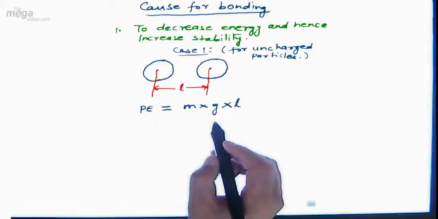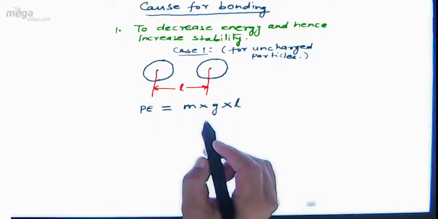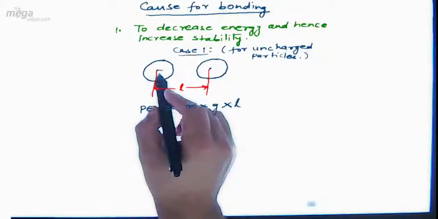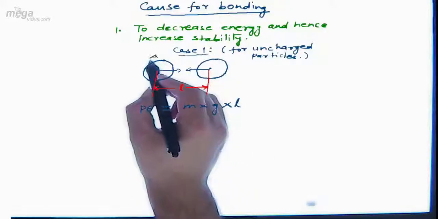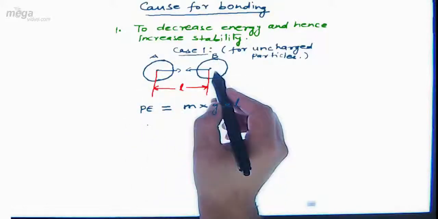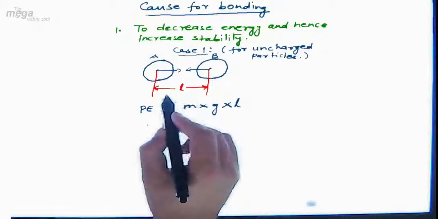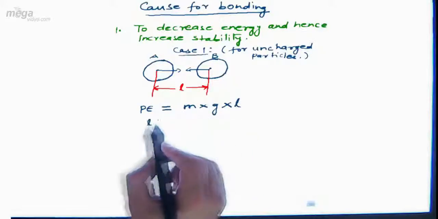As we have already discussed, during bonding species approach each other. That means for bonding, when particle A will approach particle B or vice versa, then the separation between the two, that is L, will decrease.